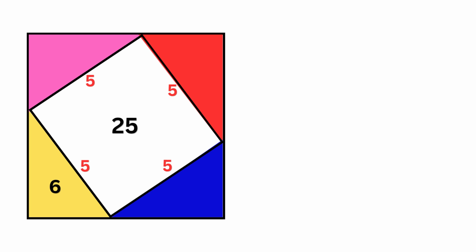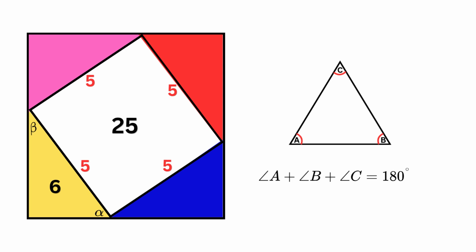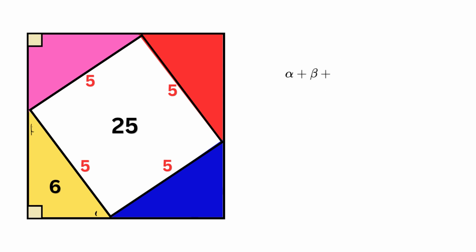Let's prove it. There are 2 acute angles of the bottom left triangle. Let's call these alpha and beta. We know that in a triangle, the sum of all angles is 180 degrees. Hence, since one angle is 90, alpha plus beta equals 90 degrees.